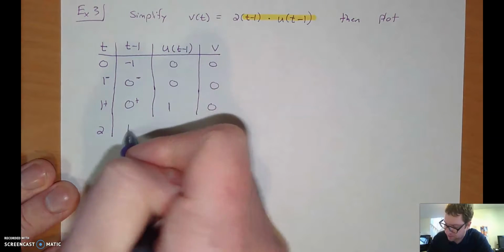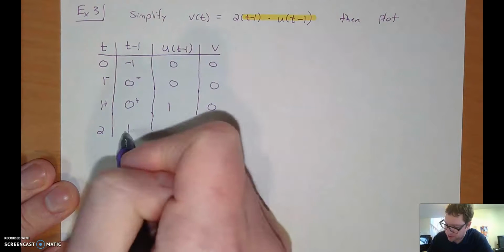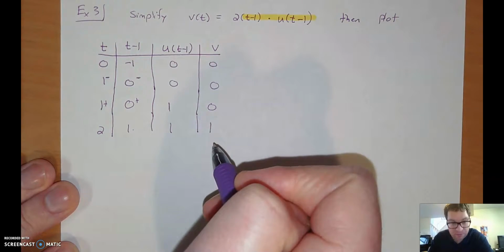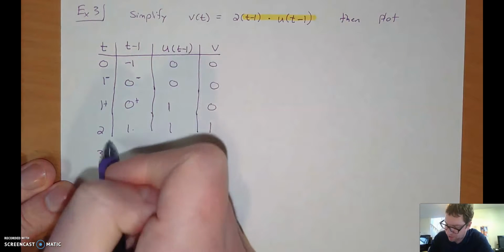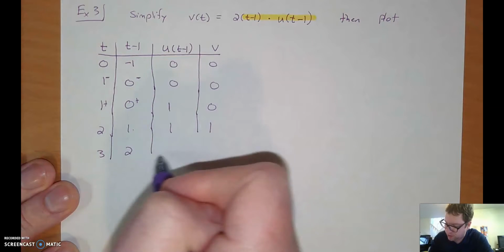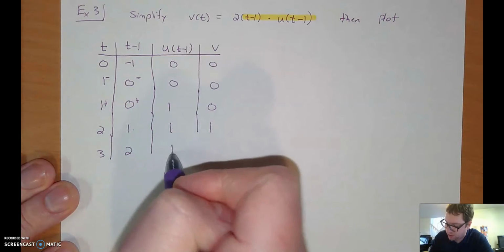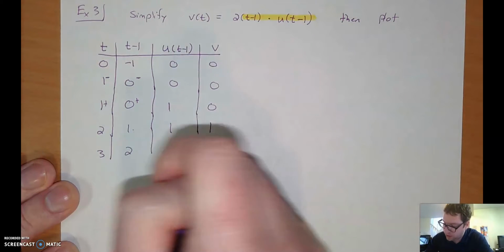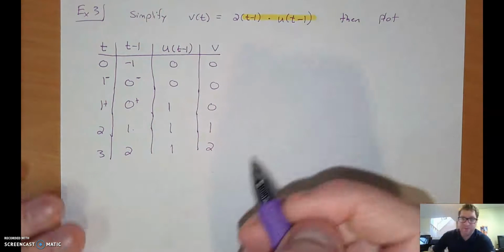What about 2 seconds? Well, 2 minus 1 is 1. This is greater than 0, so this will be on. So 1 times 1 is 1. And we'll do one more. Do it 3 seconds. 3 minus 1 is 2. This is greater than 0, so this will be on. This column can only be on or off. And then 2 times 1 is 2.